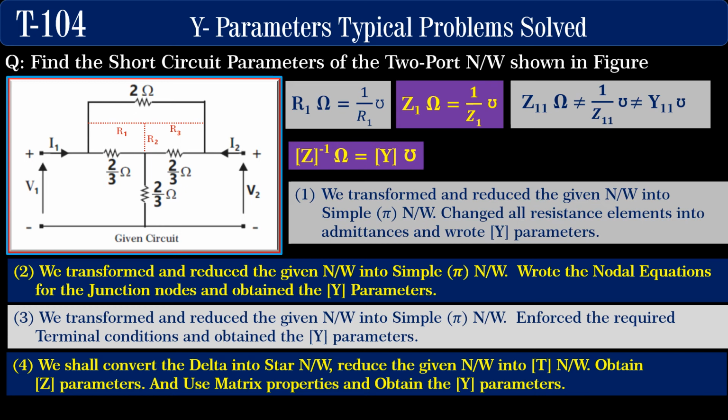So, we shall use the matrix property to find Y parameters, and you should know that the inverse of Z matrix in ohm is equal to Y matrix in mho. This you have to remember. Alternately, inverse Y matrix in mho is equal to Z matrix in ohm. And you know how to find the inverse of a matrix. So, we shall learn in the subsequent discussion.